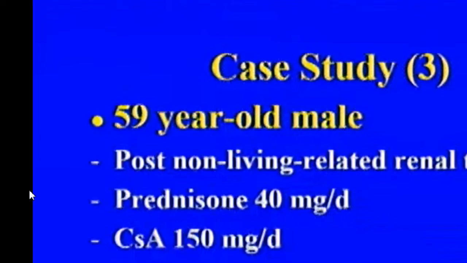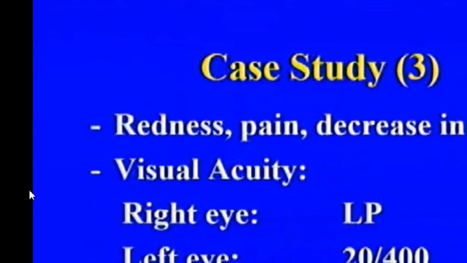The next is an interesting case, a 59-year-old male who had renal transplantation. He was on prednisone, cyclosporine, mycophenolate mofetil, thyroxine, and omeprazole. He developed redness of the eye, and when we saw him on the floor, the patient was still in the hospital. We found light perception in the right eye and 20/400 in the left eye. The patient was on topical Pred Forte and cyclogel because of uveitis. Indeed, the patient had uveitis.